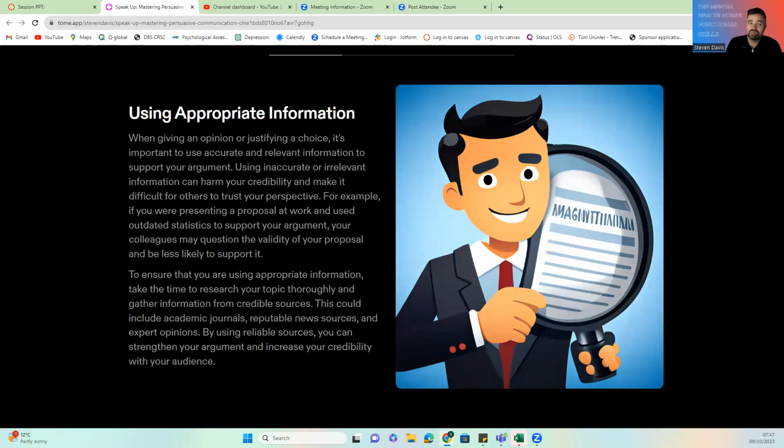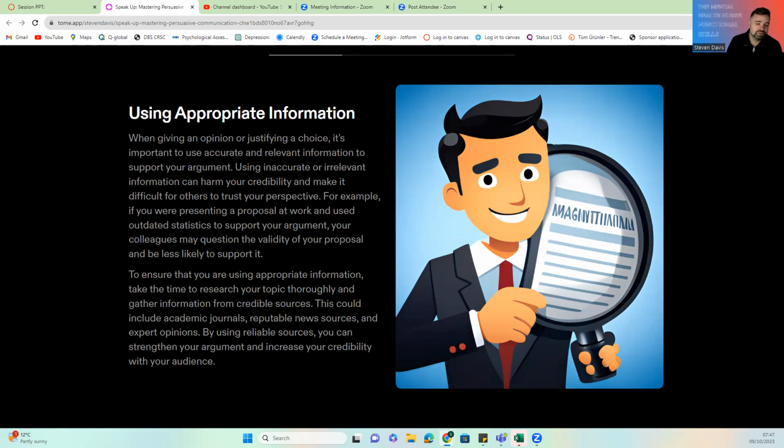Using inaccurate or irrelevant information can harm your credibility and make it difficult for others to trust your perspective. For example, if you're presenting a proposal at work and you use outdated statistics to support your argument, your colleagues may question the validity of your proposal and be less likely to support it.